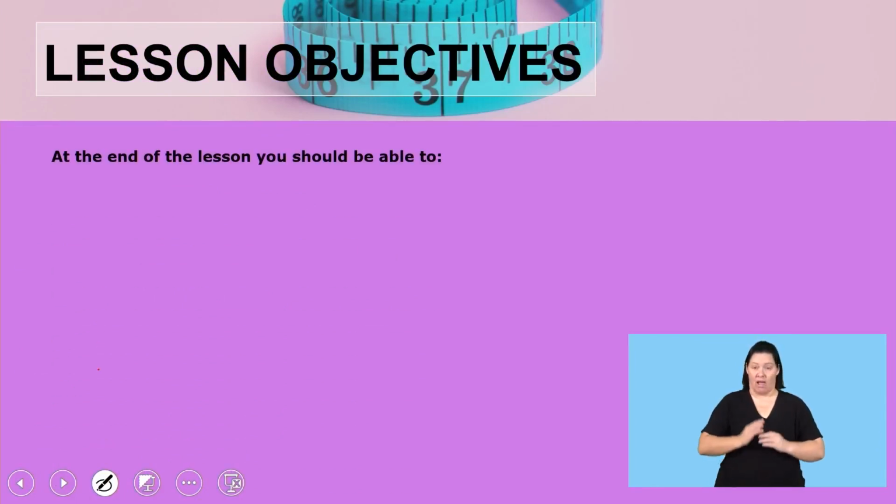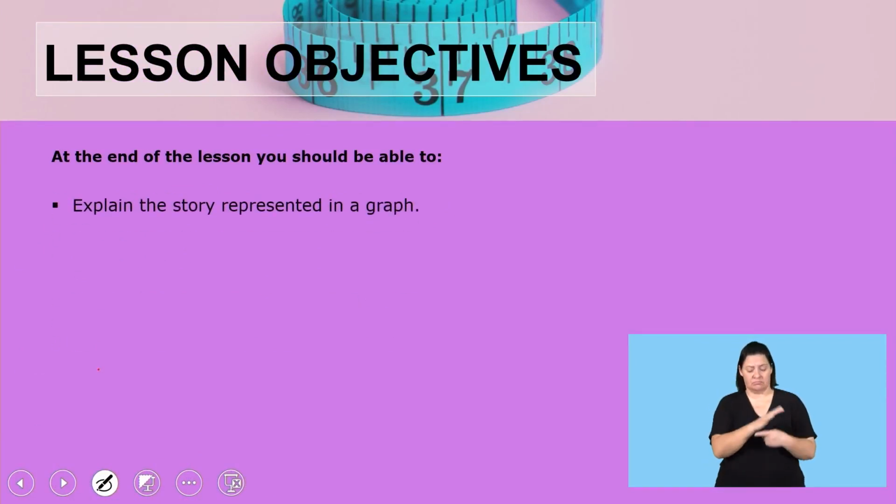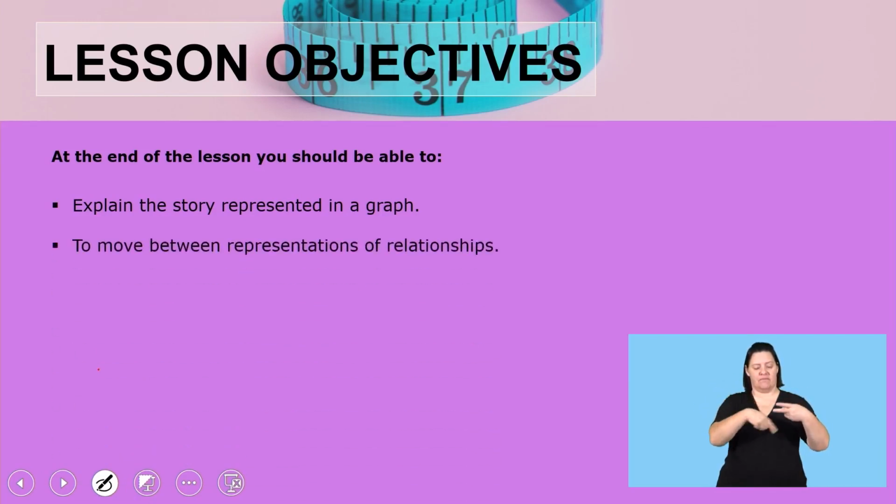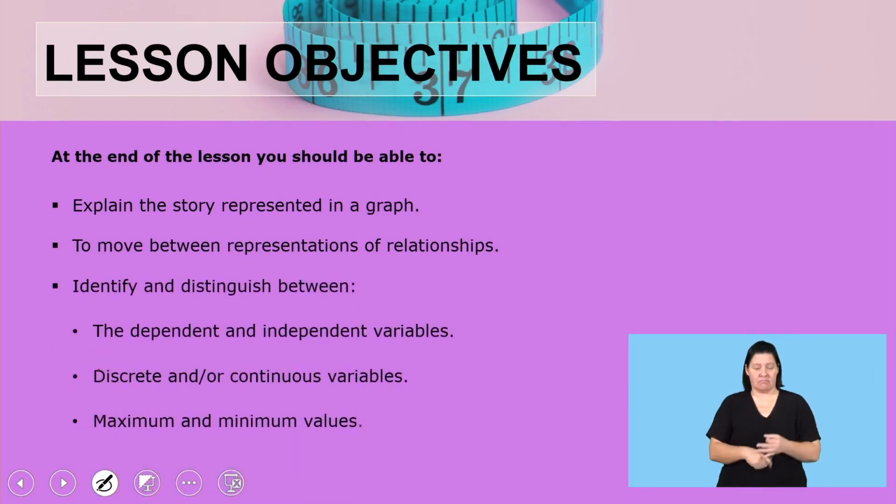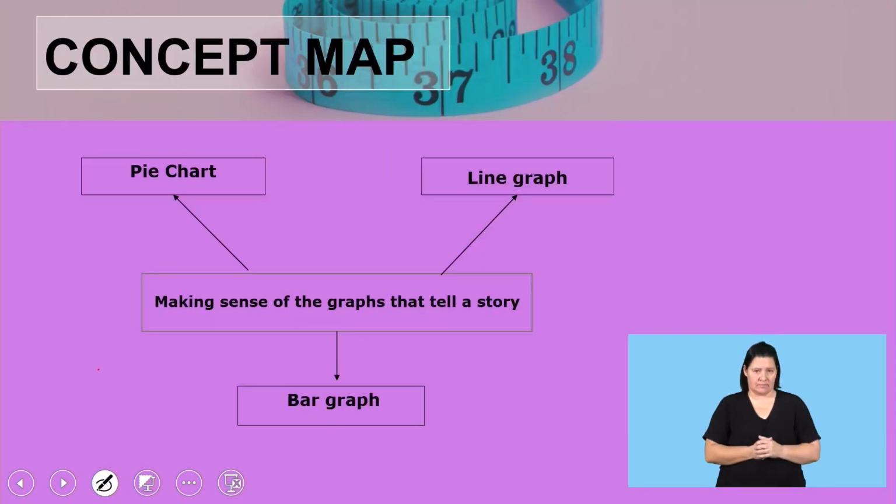At the end of this lesson, you should be able to do the following. First one, explain the story represented in a graph. Secondly, you should be able to move between representations of relationships. Thirdly, you should be able to identify and distinguish between the following: the dependent and independent variables. Secondly, discrete and continuous variables. Finally, maximum and minimum values.